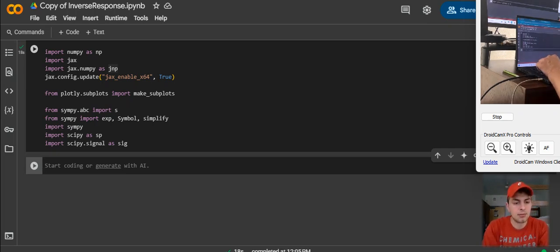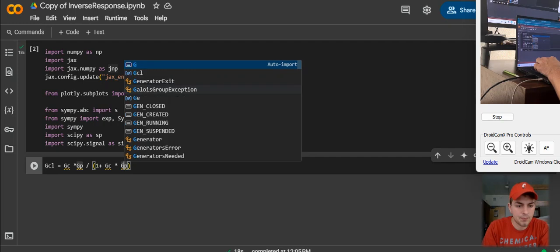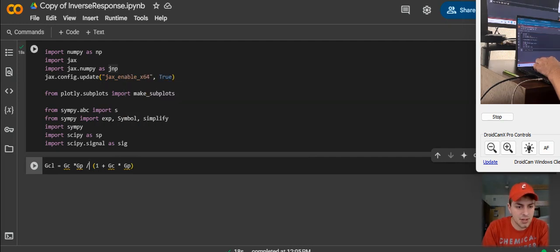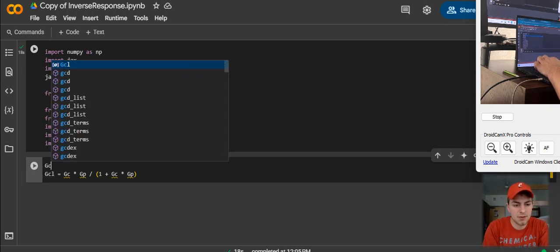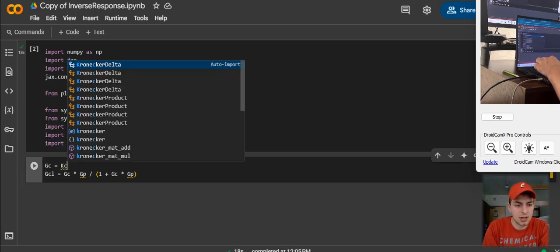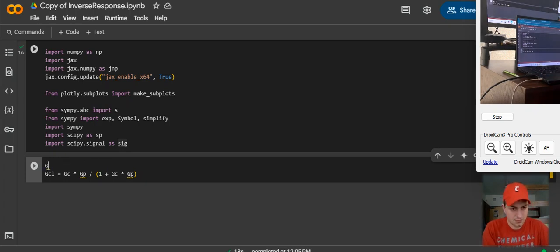So what do we need to do here? Well, we want to define our closed loop transfer function. Obviously, that's going to be GC times GP divided by 1 plus GC times GP. Right? So, of course, we're going to have to define our two parameters here. GC is going to be KC.